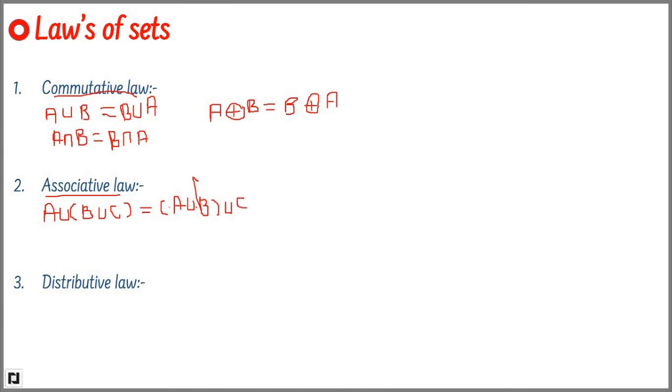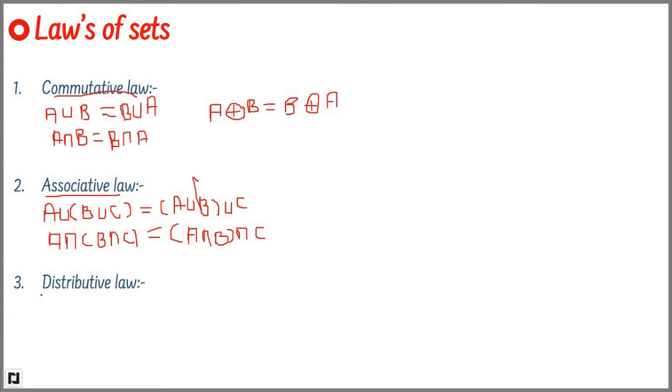union C. The next rule is A intersection (B intersection C) equal to (A intersection B) intersection C.